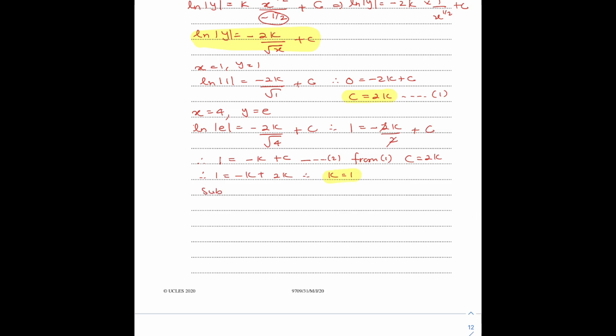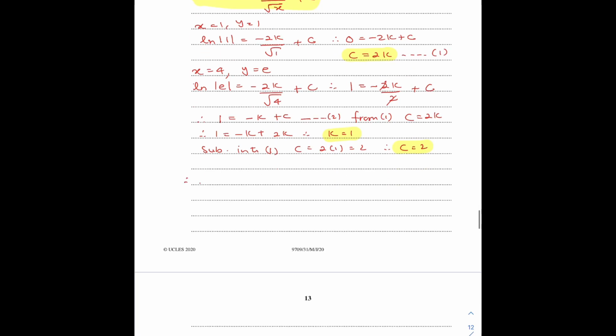From 1, c is 2k. So I'm writing, therefore 1 is negative k plus 2k. So k is 1. I got that. Substitute into 1. C is 2 times 1, 2. Therefore C is 2.